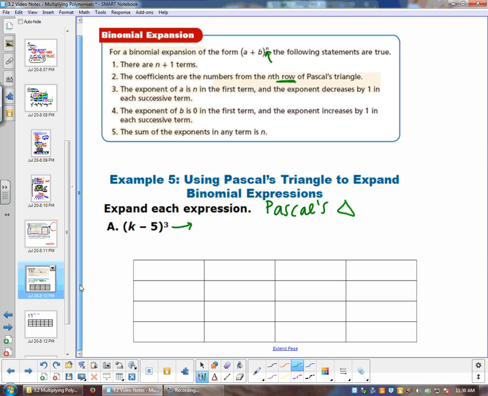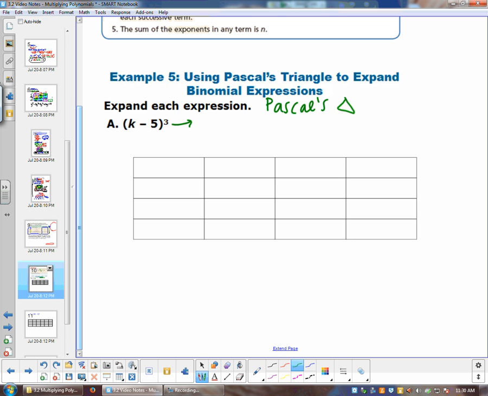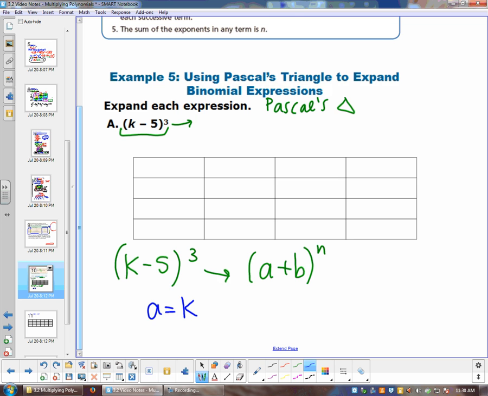So first thing I'm going to notice is I have k minus 5 to the third. So I need to figure out how that matches a plus b to the n so I can match up with what I have. Well, a is going to be the k, b will be negative 5, and my n value is going to be 3. Again, hopefully you see where all of those are matching up so I know where I'm going to go from here.